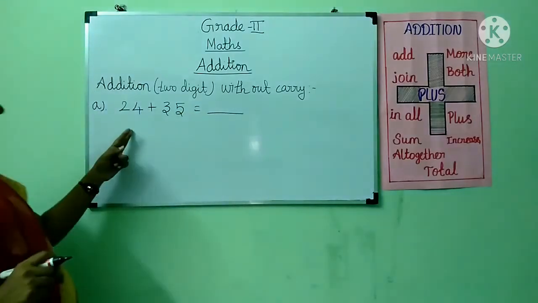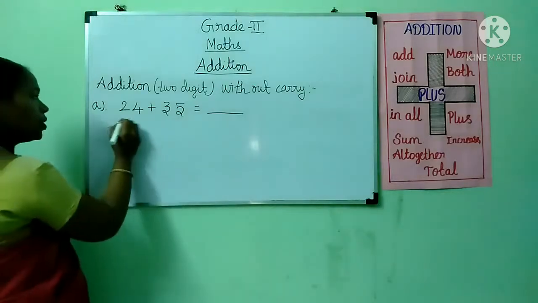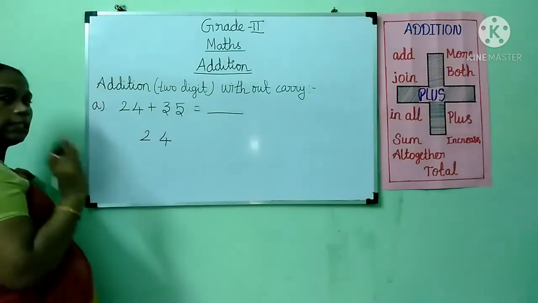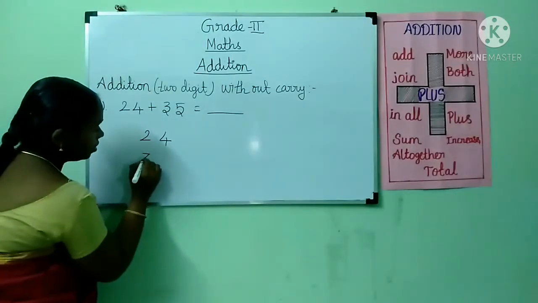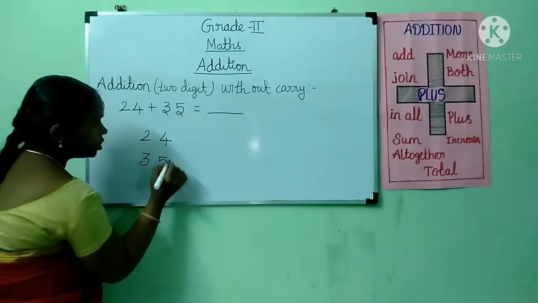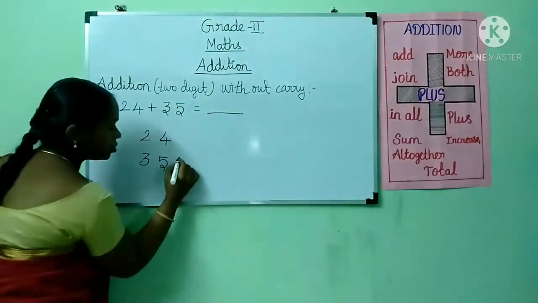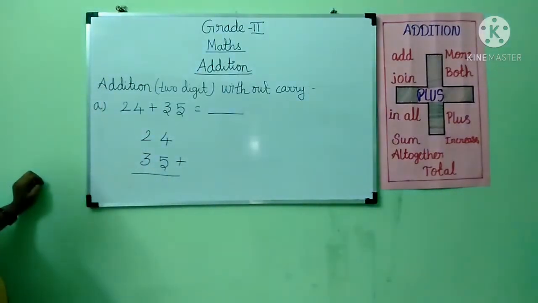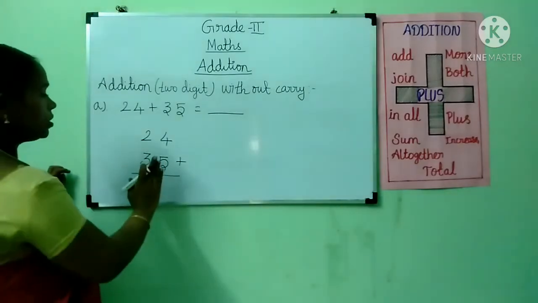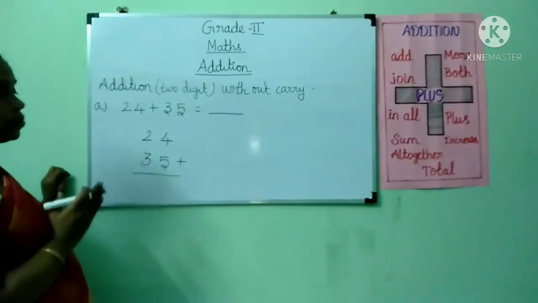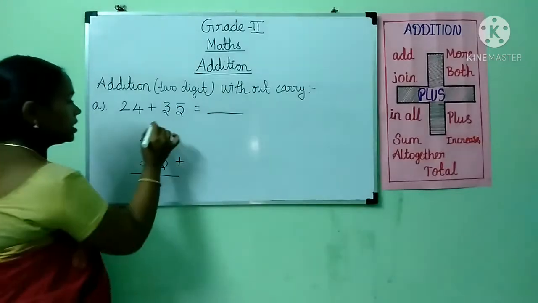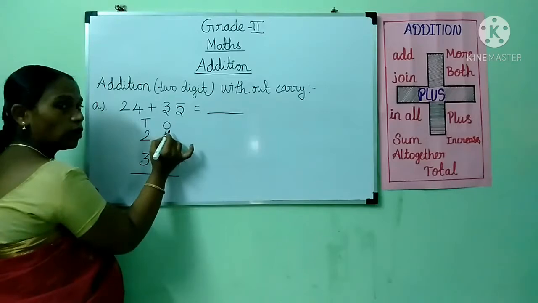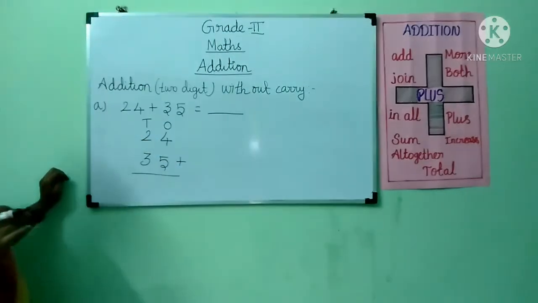First, you should arrange this number. First number, what is this? 24. The second number, 35. So write 35. So what is the symbol? Plus. So you should put right plus. Now add this. Now start from ones place. Which is a ones place here? Yes, this is ones place. This is tens place. O for ones, T for tens.